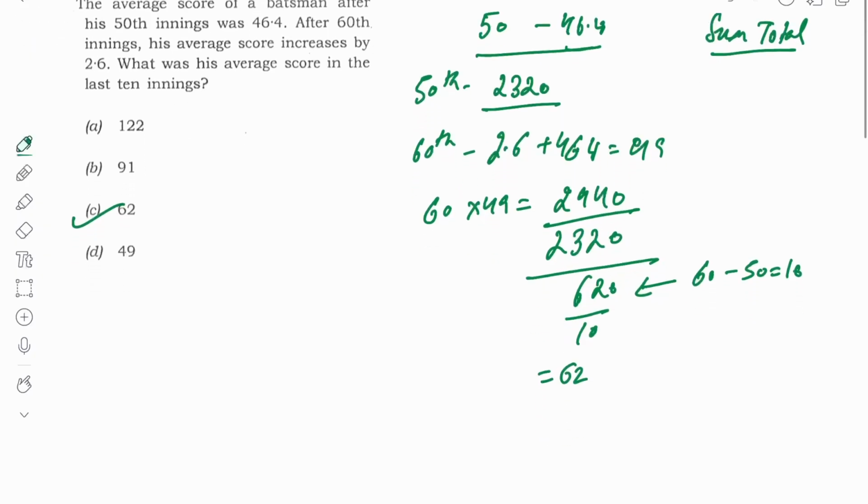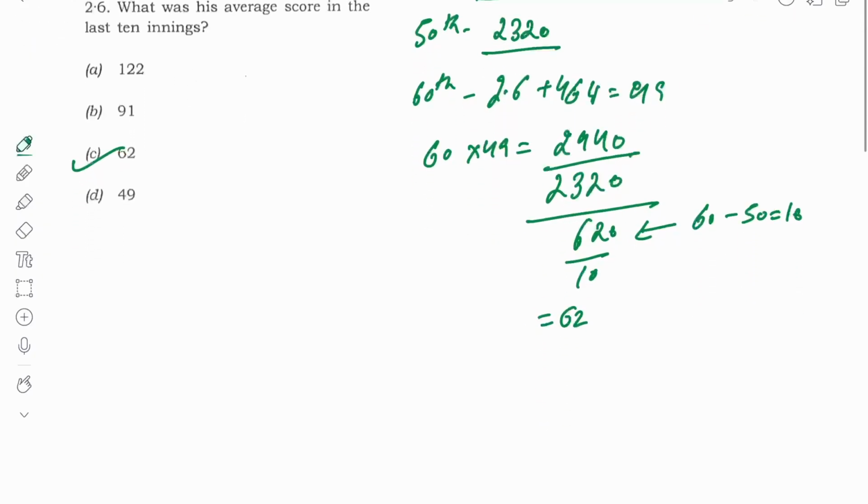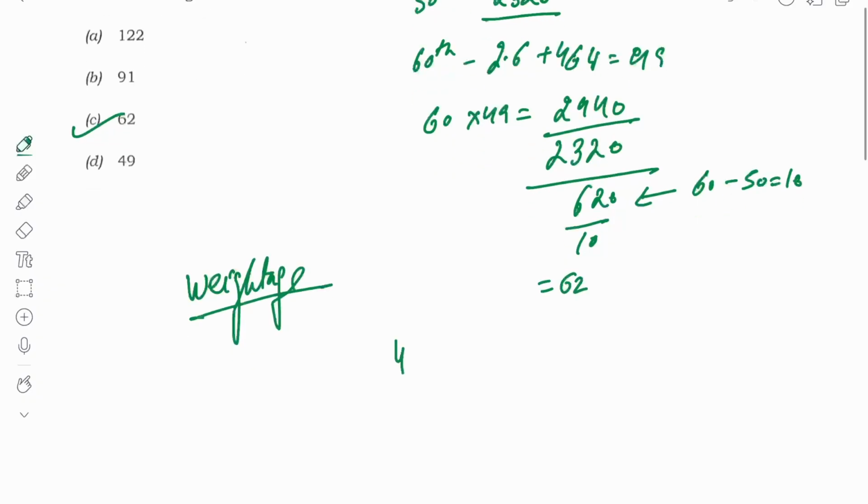Easier way. Let's also try it with the other method, which we call the method of weightage. So earlier it was 46.4. That is one part. Now another part has come out to be 49. Earlier the average was up till the 50th innings, so 50 weight is here. Then 49 is the new one, right? So the gap is 2.6. Now I have to identify the other extreme.